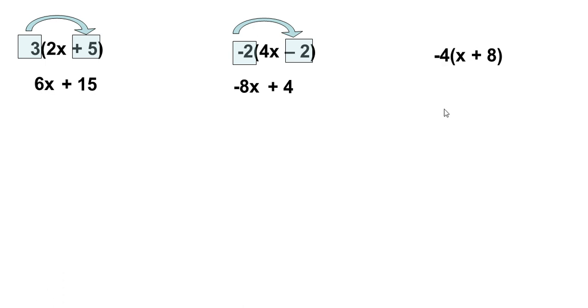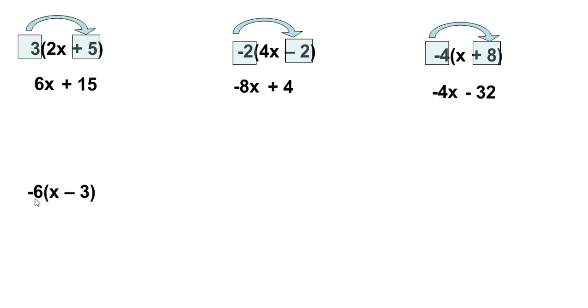In the next example, I have negative 4 times an x. Remember, if I see just one variable, there's a number in front of it. It is a 1 in front of this x. So it's negative 4 times 1. That gives me negative 4x. Then negative 4 times a positive 8 gives me a negative 32. So that negative in front of the 32 tells me I'm going to put a minus sign here. And it's going to be written as minus 32 here. And that is the simplified form of this expression.